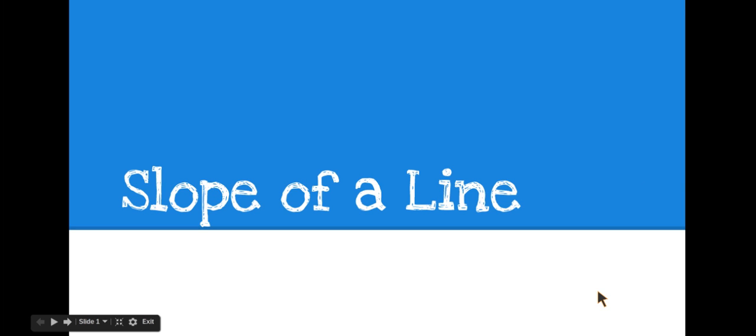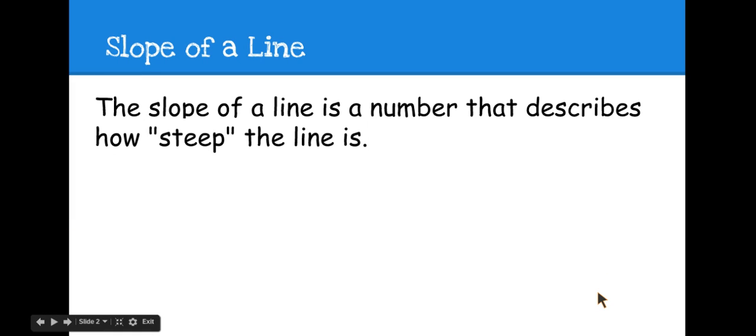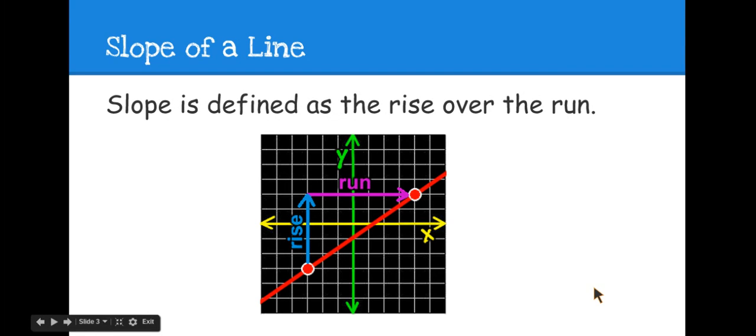In this video, you will learn how to find the slope of a line. The slope of a line is a number that describes how steep the line is. Slope is defined as the rise of the line over the run of the line.